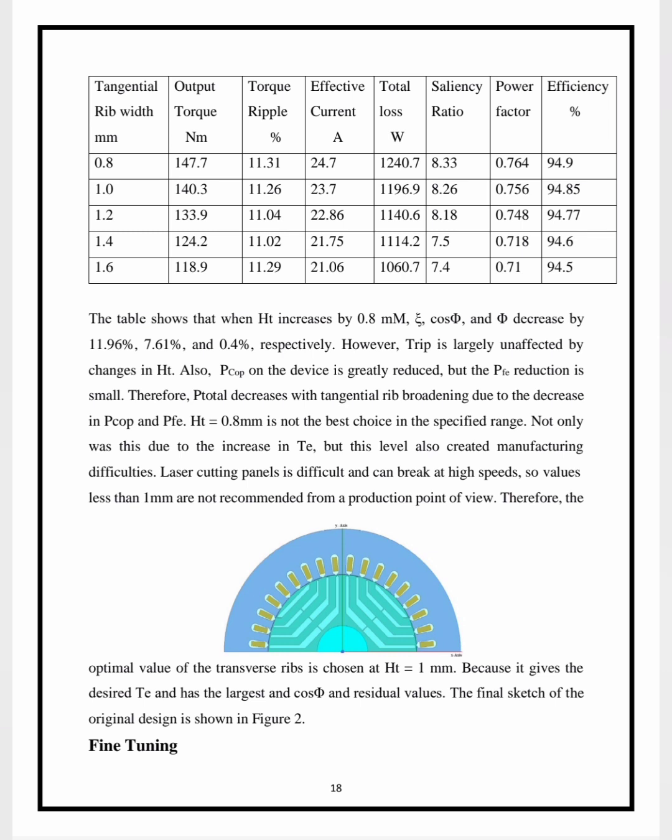So it means that a tangential rib width increase leads to a decrease in efficiency. So we should take the tangential rib width at the minimum. The table shows that when tangential rib width increases by 0.8 millimeter, efficiency, cos theta and theta decrease by 11.96, 7.61, and 0.4% respectively. However, ripple torque is largely unaffected by changes in tangential rib width.